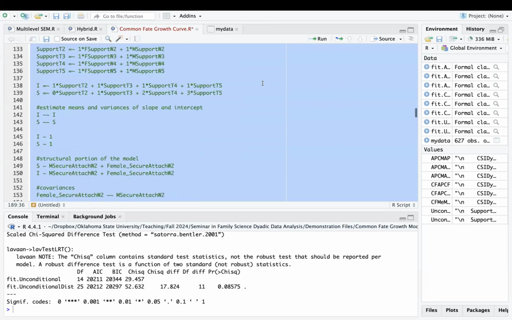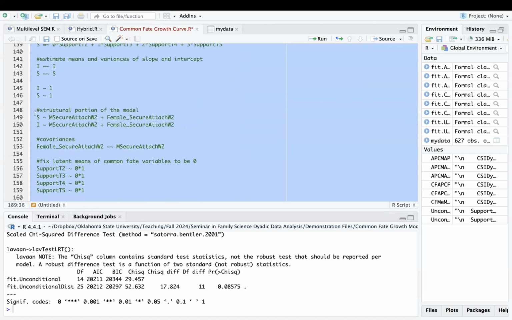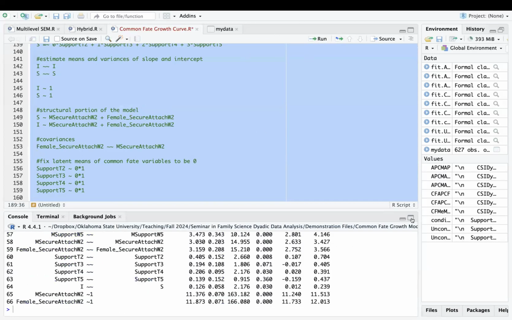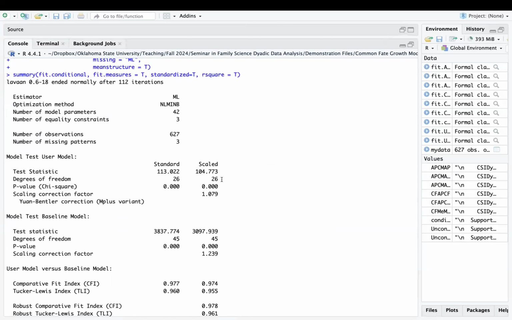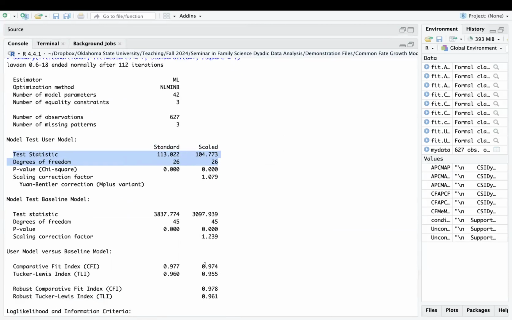So we can go ahead and run the model. Again, as I said earlier, lines 148 to 153 are the only additional pieces of syntax I added into the model following the unconditional model. So what we have is we now have 26 degrees of freedom, and our chi-square jumped up about 75 points, which is really not good. We can see our CFI and our TLI went down fairly substantially. They're both at 0.99 before. And so we can see that there's potential problems with this model.